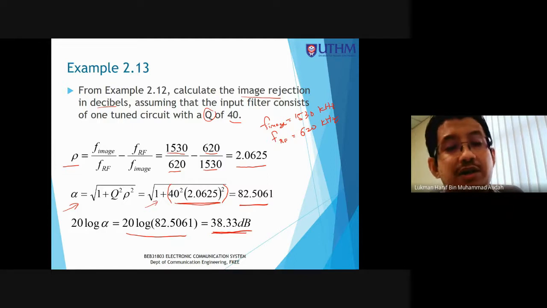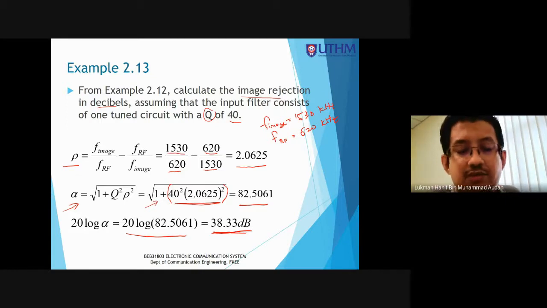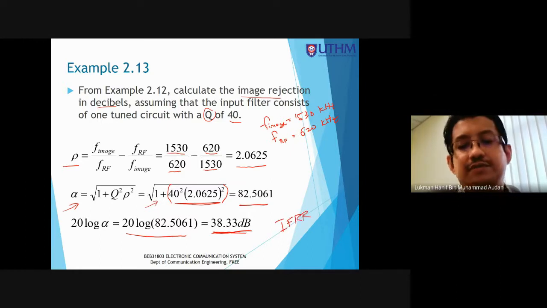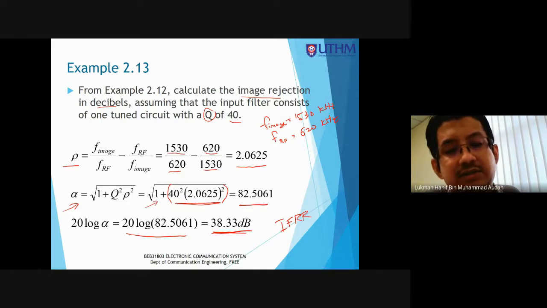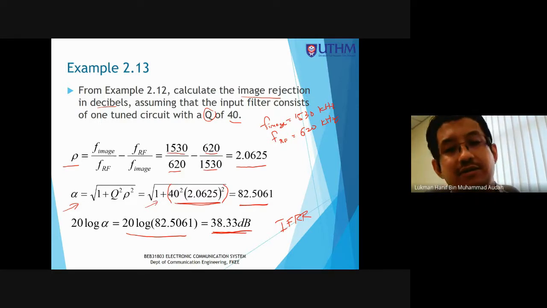Okay. Ini pun favorite question. We always ask this kind of question, the IFRR. Okay. IFRR ini favorite question. Always been asked in the final exam. Selalu ditanya. Dan dia adalah bonus kepada pelajar.